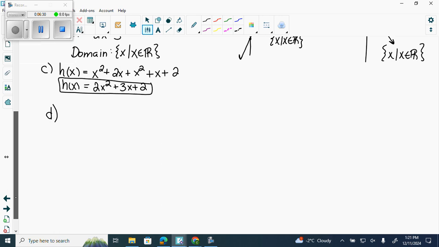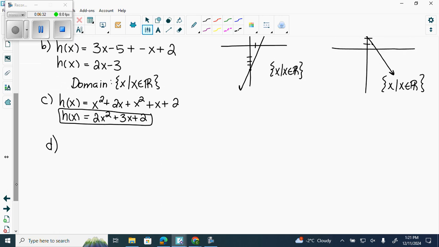Okay, D. D is where people are going to make oopsies. We don't want any oopsies. I hope you didn't make any. So h of x equals negative x minus 5 plus x plus 3 squared.